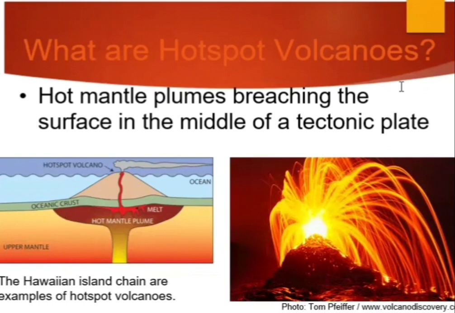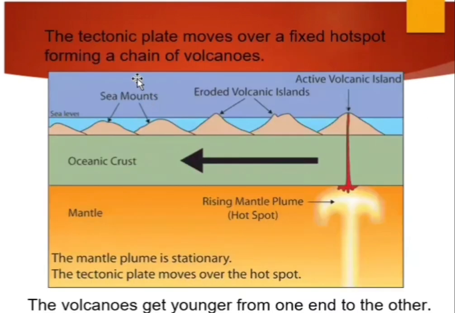So what are hotspot volcanoes? Hot mantle plumes breaching the surface in the middle of a tectonic plate. For example, we say Hawaii is an example of that. Tectonic plates move over a fixed hotspot, forming a chain of volcanoes, like I was saying before. So you have a hotspot area. As the plates move over that area, it causes cracks within the crust, and these cracks allow volcanoes to be formed wherever the crack exists.